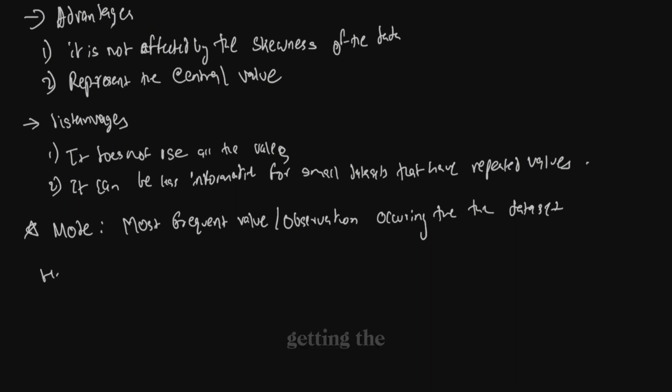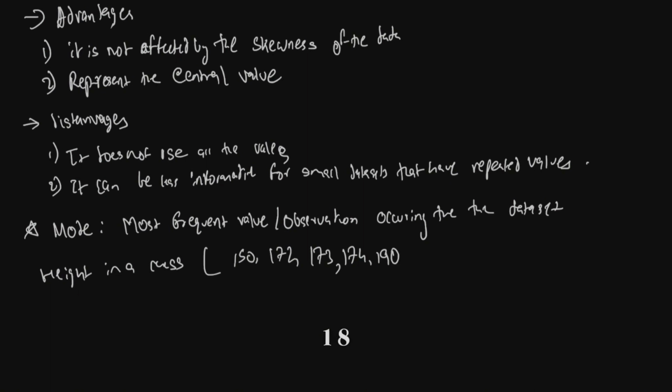Suppose, for example, again we're taking the example of the height in a class. Let's say it's 150, 172, 173, 174, 190, 174, 182. These are a few people in the classroom. You can see 174 appears twice in this data set. So we can say 174 is the most frequent data point in the whole set, and the mode is 174 for this particular data set.